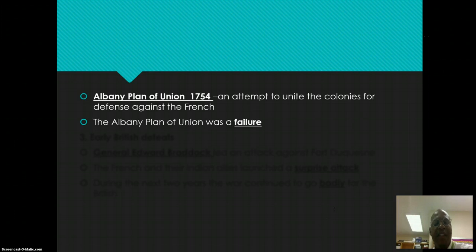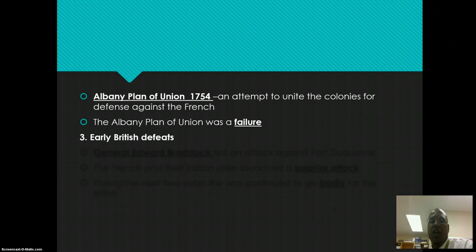However, it did get the colonists and the colonial leaders talking about coming together. Right now the goal is to fight against the French, but later you're going to see that this is kind of a starting point for them to start to evaluate and view how the British are treating them.